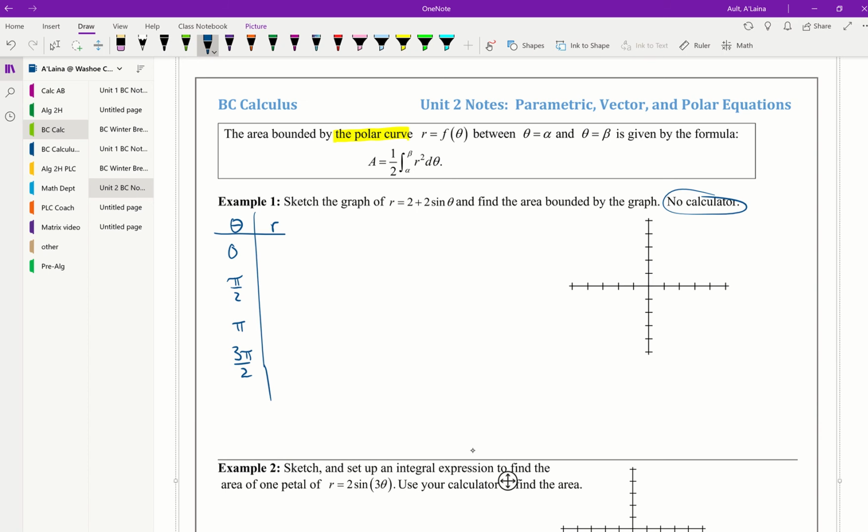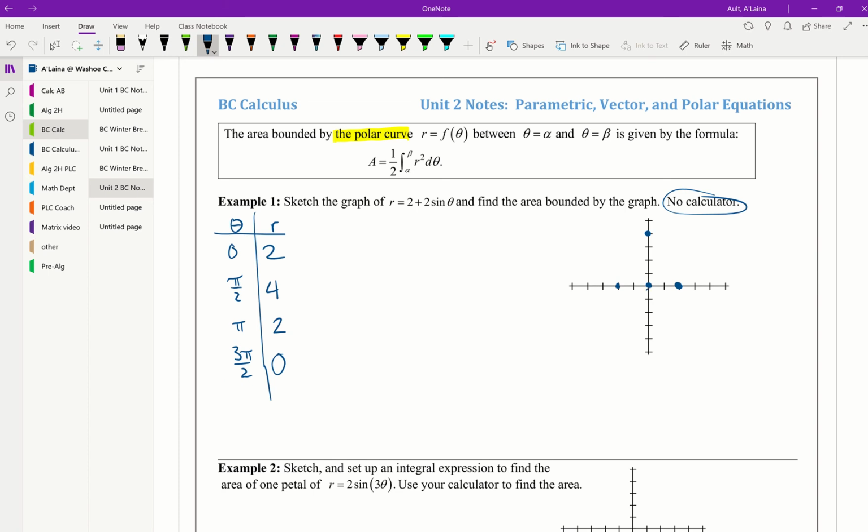So 2 plus 2 times the sine of 0. Sine of 0 zeroes out. This is 2. Since the sine of pi over 2 is 1, this next one will be 2 plus 2, which is 4. Sine of pi zeroes out, leaving me with an output of 2. And the sine of 3 pi over 2 is negative 1, so 2 plus 2 times negative 1 is 0. So in the direction of the 0 angle, I'm going to go 2 units. In the direction of pi over 2, I will go 4 units. In the direction of pi, I will go 2 units. In the direction of 3 pi over 2, I go 0 units.